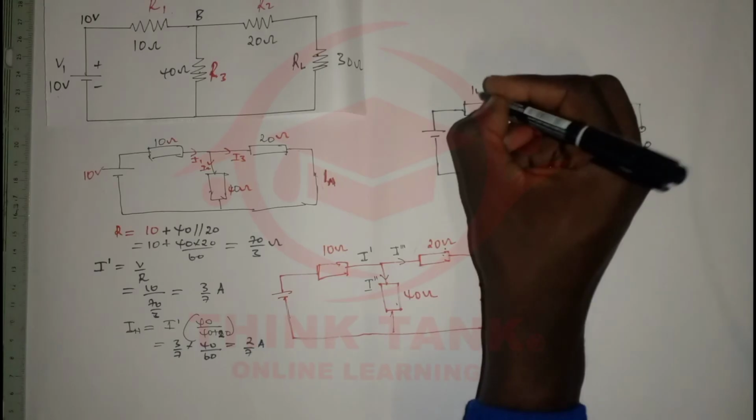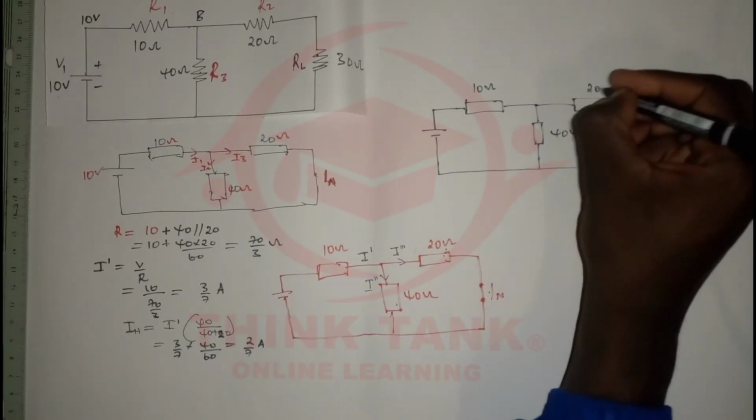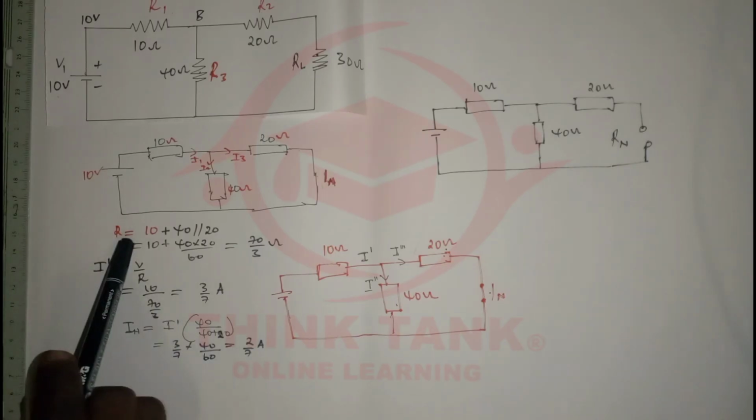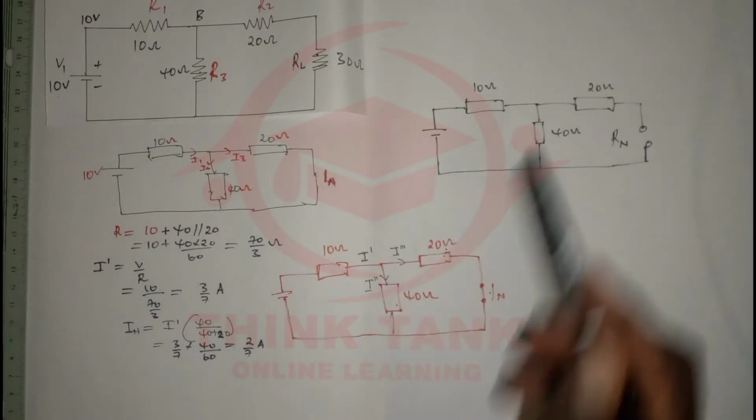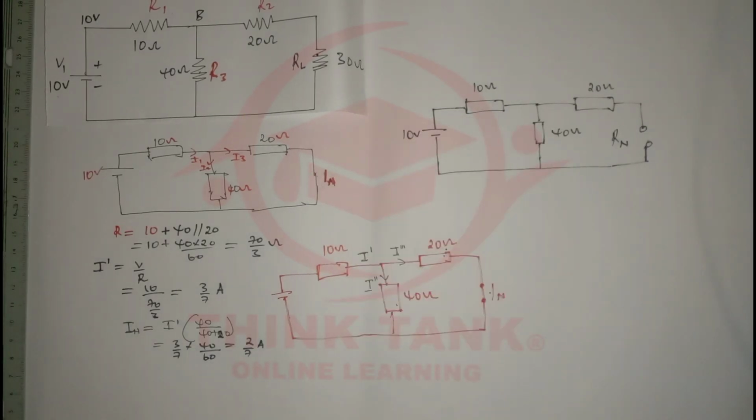So this one is 10 ohms, this one is 40 ohms, and this one is 20 ohms. Okay, so don't make a mistake. Many people may use this resistance, but this was the resistance of the main branch. So this one I want to find the total equivalent resistance. So like what we did in Thevenin's.